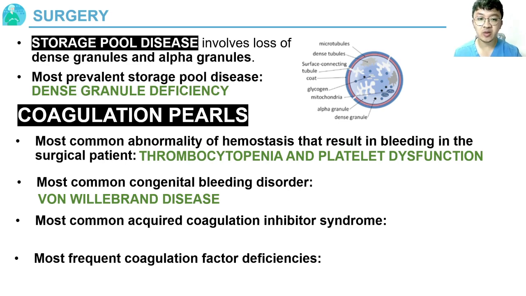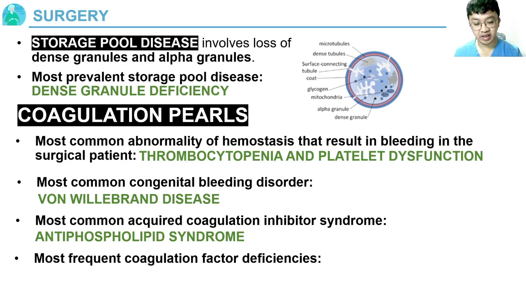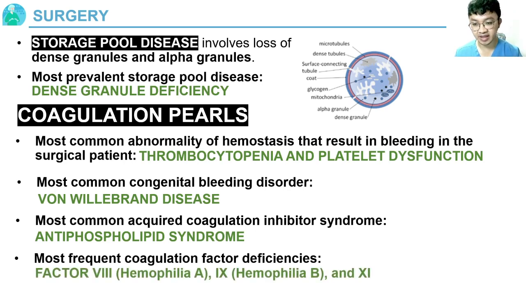Next, what's the most common acquired coagulation inhibitor syndrome? It's your antiphospholipid syndrome. And a classic example of this, common example of secondary antiphospholipid syndrome, which causes recurrent thrombosis, pregnancy loss, is your lupus anticoagulant. So SLE actually is a common cause of your antiphospholipid syndrome. Next, most frequent coagulation factor deficiencies is your factor 8, hemophilia A, factor 9, hemophilia B, and factor 11. 8, 9, and 11.